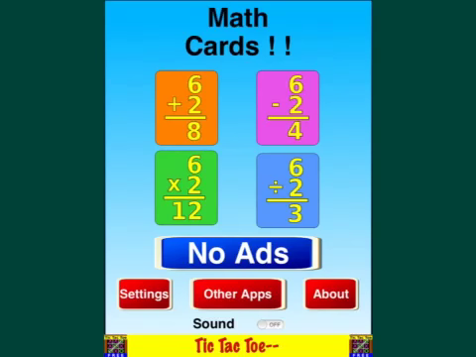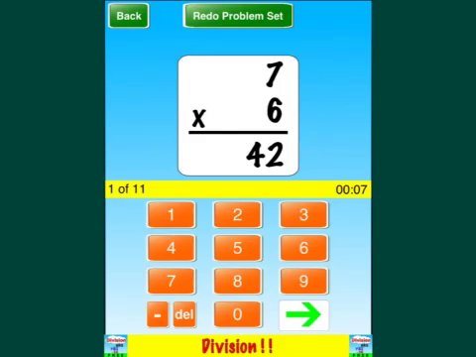If I'm a student or a child coming in, I'm going to choose which operation I want to work on. Since I'm teaching 3rd grade, my students would be working on multiplication. They would click on that, and it would bring them to this page. They'll see the problem, type in their answer here. The answer is 42, so they would hit 4, 2, and then the next button. This page is also keeping track of time and how many problems they have.